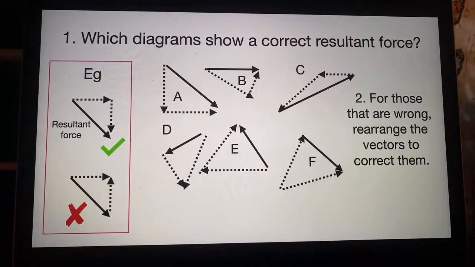You've got 6 examples. It's always like a student has drawn some vectors, but they've done things wrong. Spot the mistake. 6 of these are vectors joined up, but some of them are done incorrectly, and some of them have been lined up correctly to show the resultant force. So the dotted lines are the component vectors, we would say, and the resultant force is the solid line. Can you just tell me which ones of these are wrong? And for the ones that are wrong, could you please rearrange the vectors to correct them?